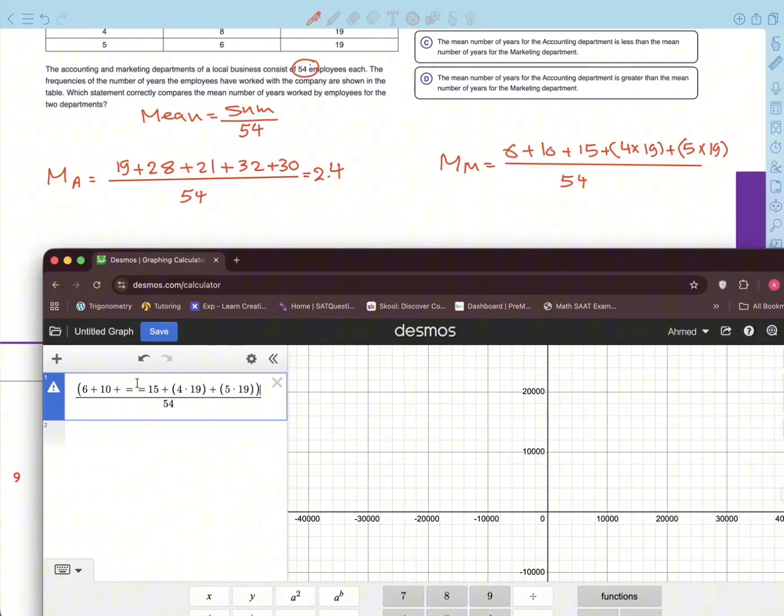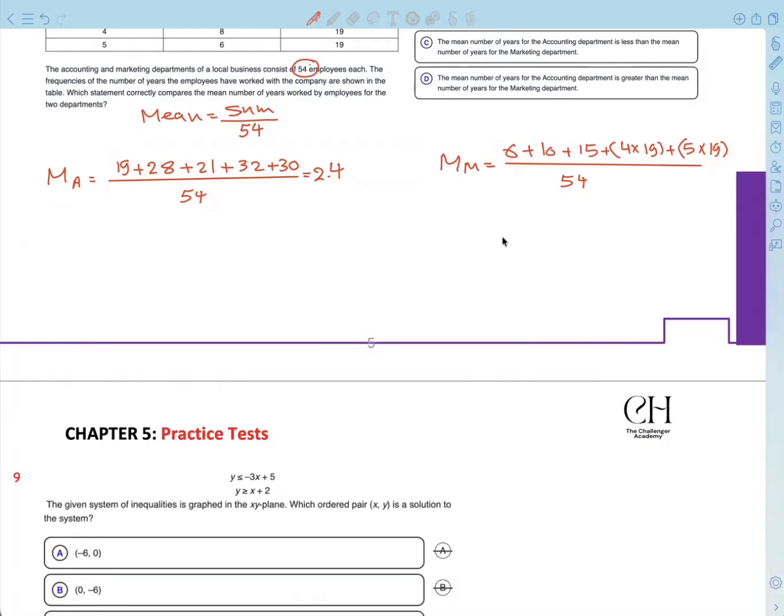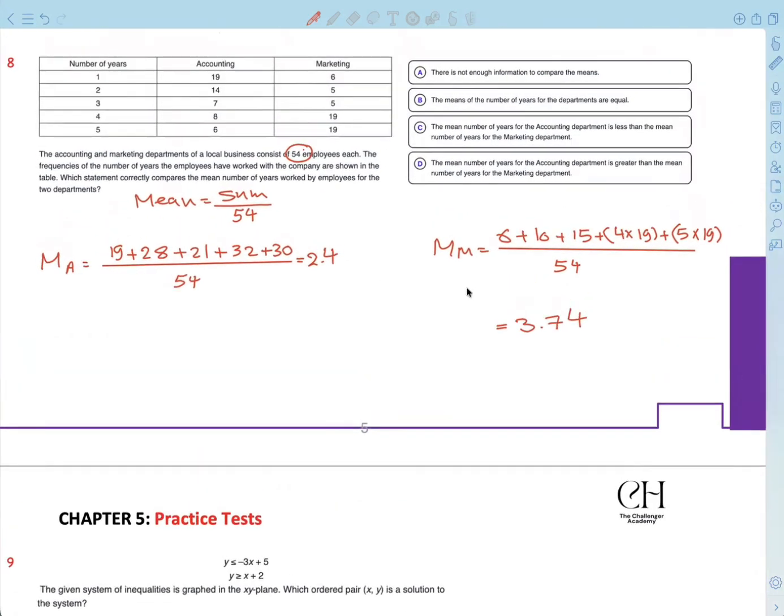over 54. I think we have something not correct here. I put 2 plus, so we have to remove them. It's 5. This is 10. It's 3.74. It means that the mean number of the marketing is greater than the mean number of accounting, or accounting is less than the mean of the marketing. So the answer is C. The mean number of years of accounting is less than the mean number of marketing, which is 3.74.